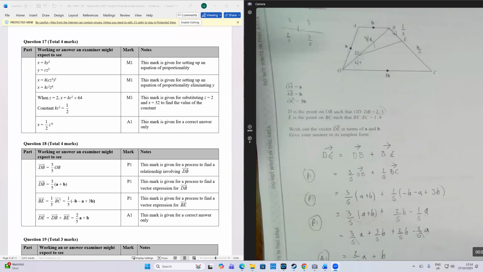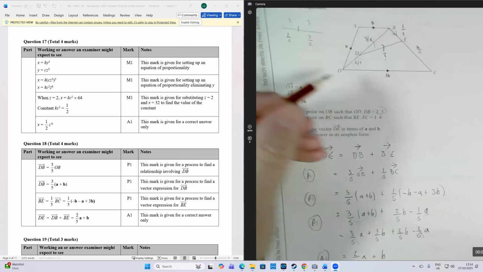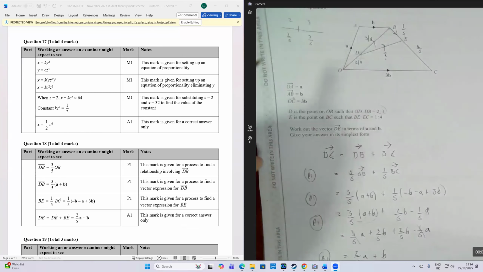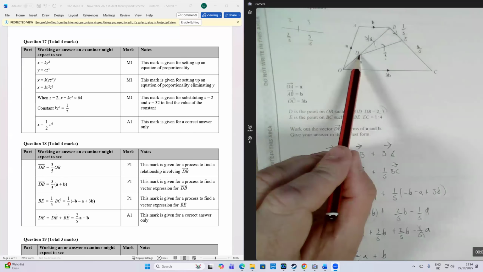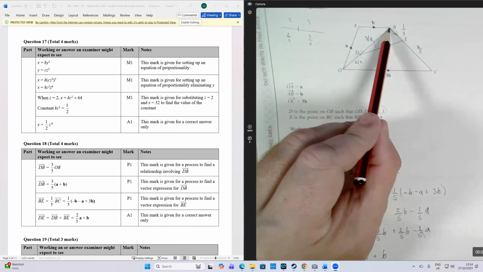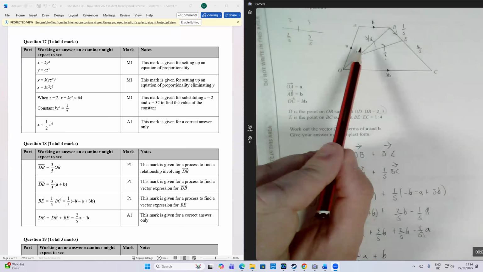Okay, so now let's have a look. It says work out the vector to go from D to E. So we want to know, how do we go from D to E? That's what we're after. Well, let's think about our route. To go from D to E, we need to go from D to B up there, and then we go from B to E down there. Well, what do we know about going from D to B?